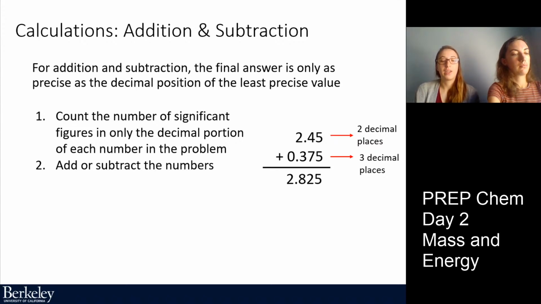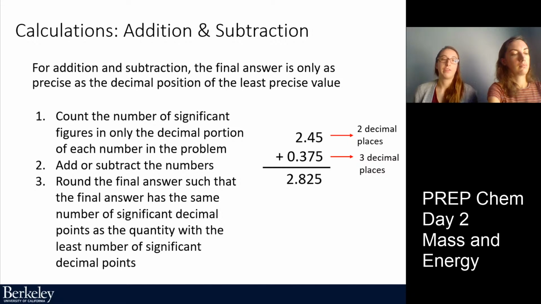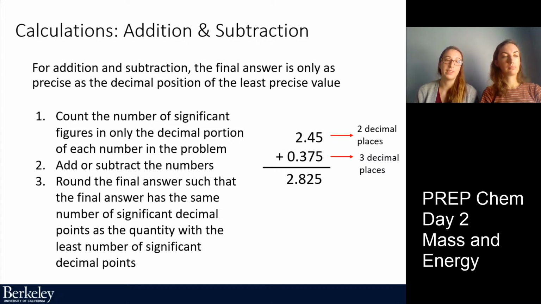So then you would perform this calculation like normal and you'd get the following answer. But then in order to take into account the number of significant figures, you would want to round this to take into account the least amount of significant figures. So put in different words, we'd want to round the final answer such that the final answer has the same number of significant decimal points as the quantity with the least number of significant decimal points.